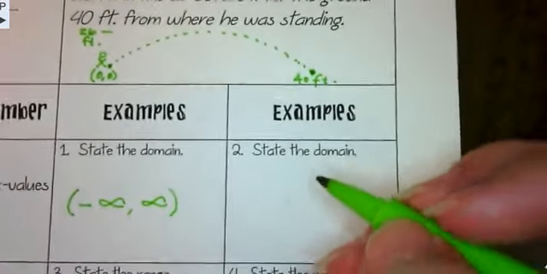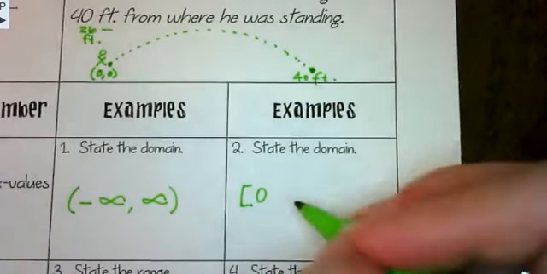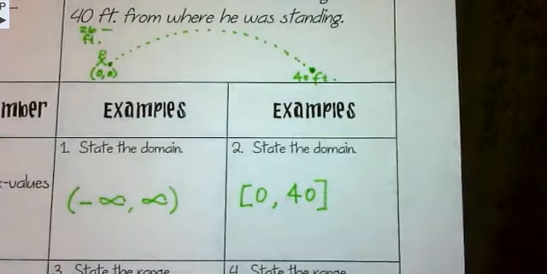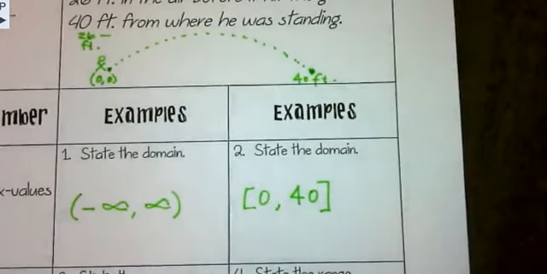So if we wanted to state the domain for this situation, the smallest x is 0, because that's where he started, and the largest x is 40 because that's when the ball hit the ground again. So this would be a situation where we would use the brackets.